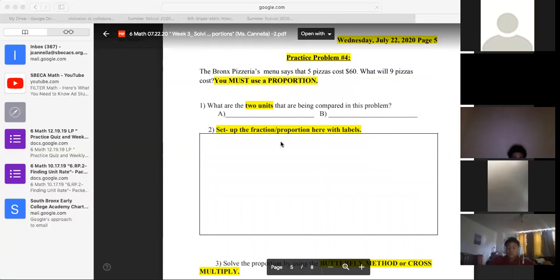You said number 5, right? Number 4, page 5, yeah. Okay. The Bronx Pizzeria's menu says that 5 pizzas cost $60. What will 9 pizzas cost? Lorenzo, answer number 1. Read it and tell me what to write, please.